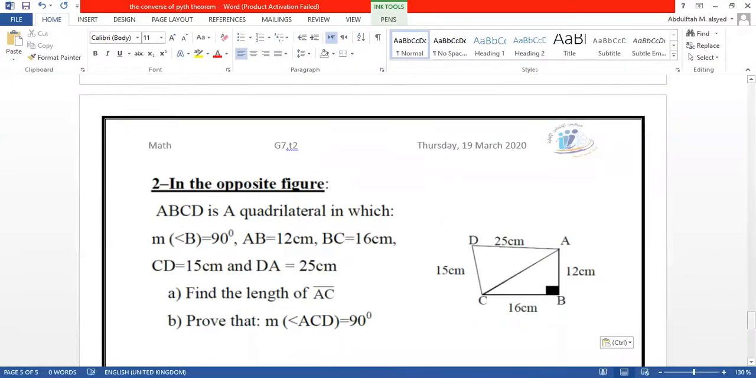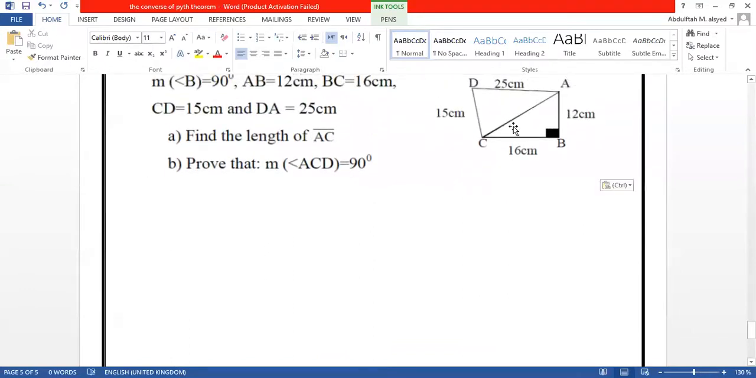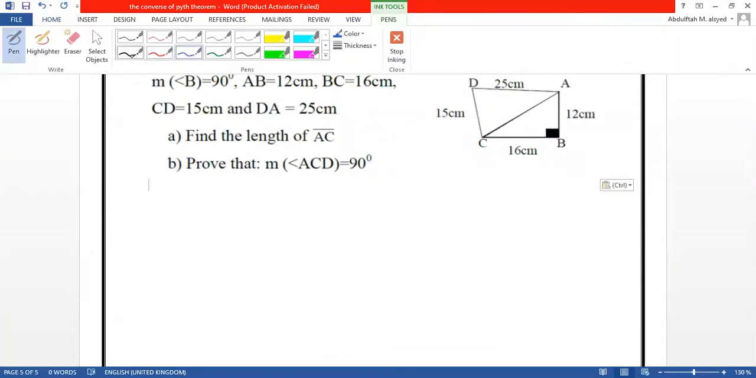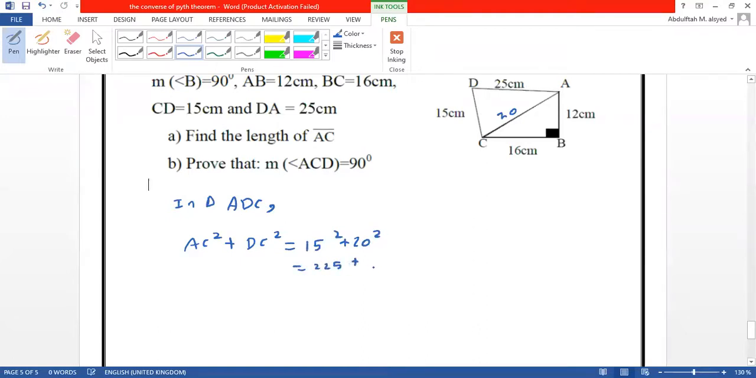So here in the triangle, we have found that AC equals 20 centimeters. We will say now in the triangle ADC, I start by looking at the sides. Taking the smaller side, AC squared plus DC squared equals 15 squared plus 20 squared equals 225 plus 400 equals 625. This is number 3.